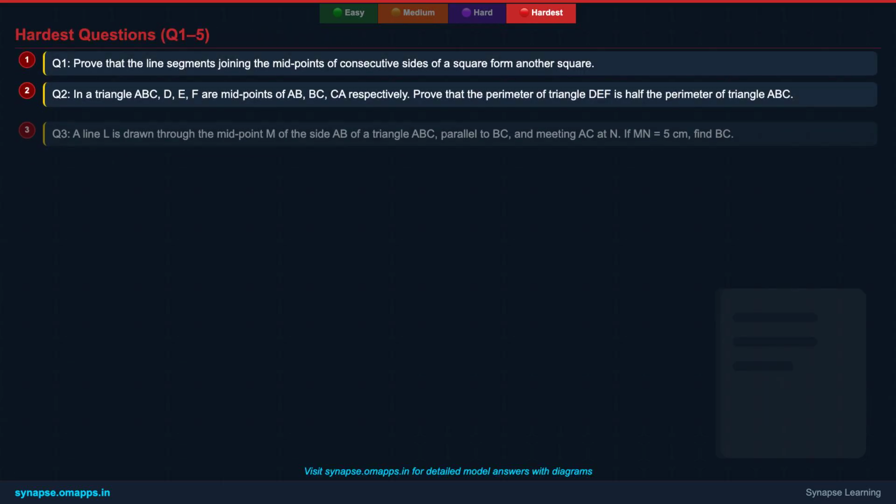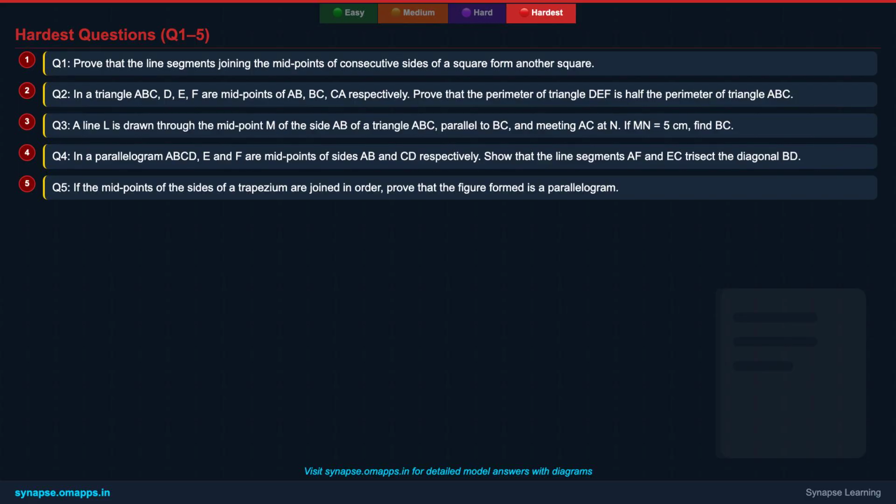All right, champions. Brace yourselves for the ultimate challenge with our first set of hardest-level questions. These will push your boundaries and integrate various geometric concepts. Question 1. Prove that the line segments joining the midpoints of consecutive sides of a square form another square. Question 2. In a triangle ABC, D, E, F are midpoints of AB, BC, CA respectively. Prove that the perimeter of triangle DEF is half the perimeter of triangle ABC.